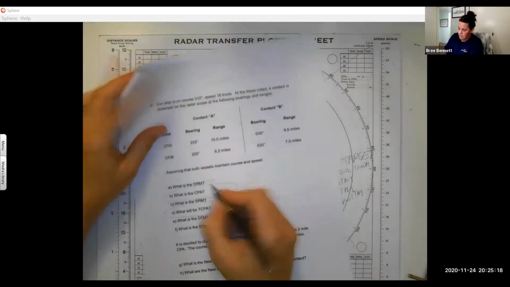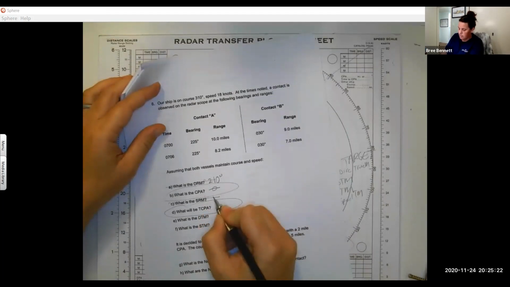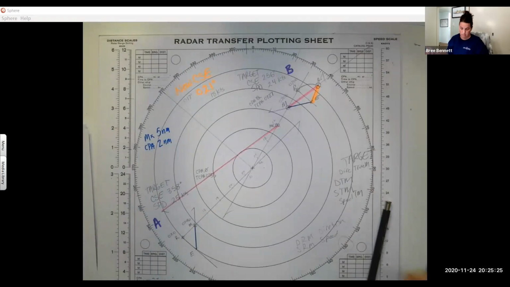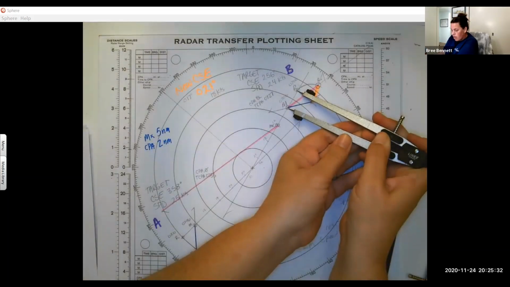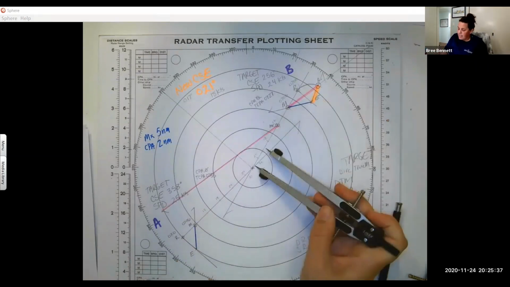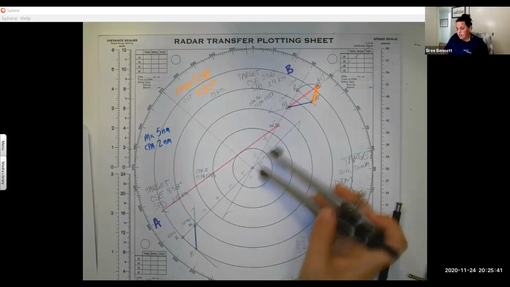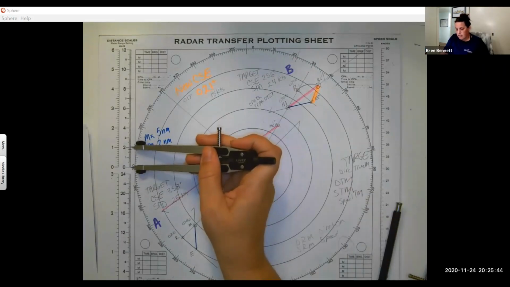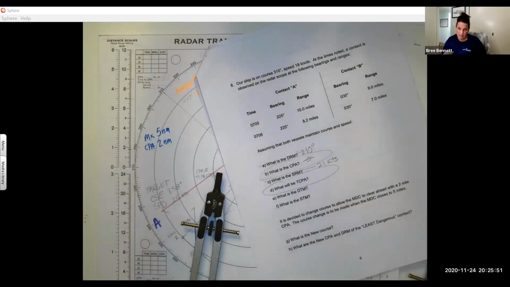So the answer I have is 210 and CPA was 0. Speed of relative motion, I didn't even calculate, because we use that speed of relative motion, right? Our distance from R to M is our speed of relative motion. We use that to get our TCPA. So if you're incorrect on your speed of relative motion, then you're incorrect on TCPA.